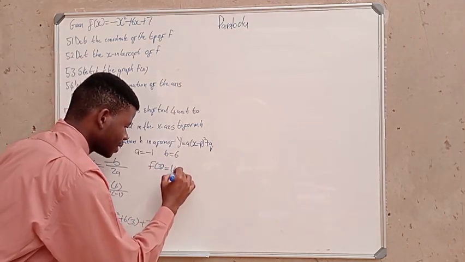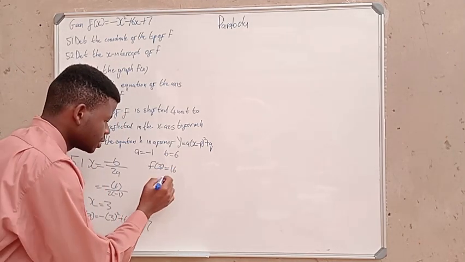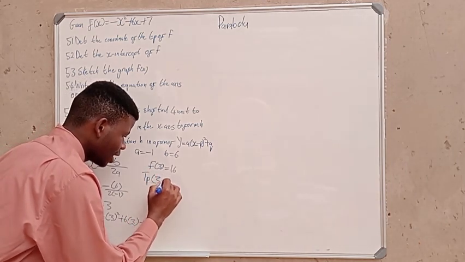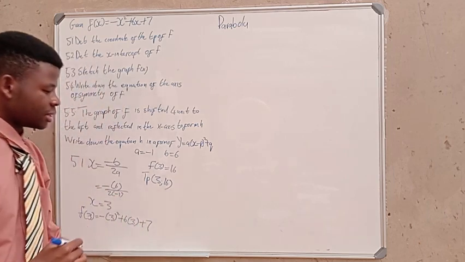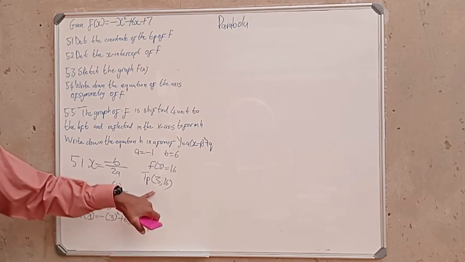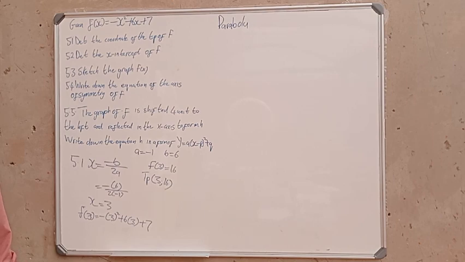Okay, our y is what? It is 16. So our turning point, our x is 3, and our y is 16. Right? Okay, so we are done with 5.1. Our answer is what? It is 3 and 16.